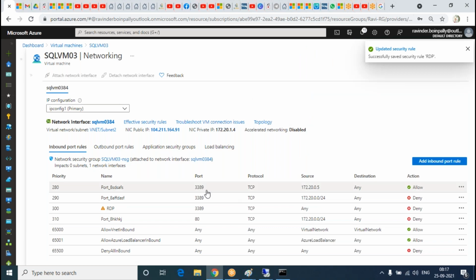And now things are opened. On 3389, only one IP is open. No machine can talk to this machine except this machine. No one on the RDP especially.